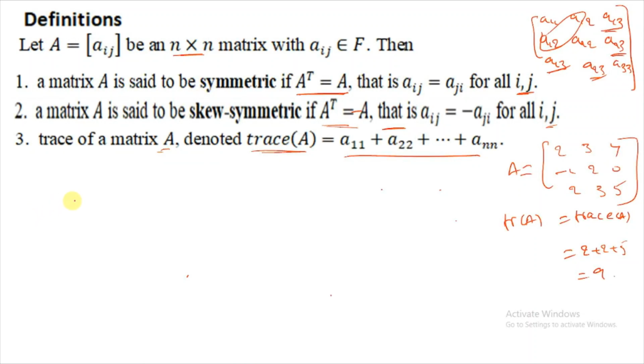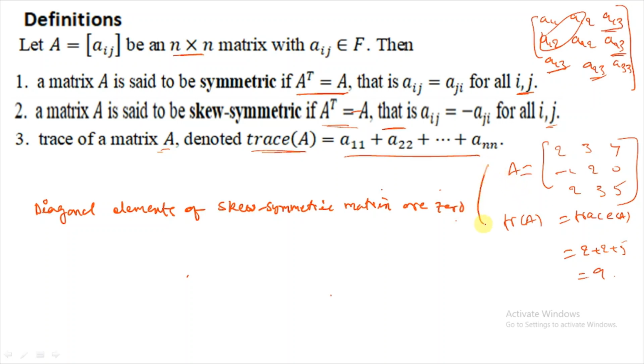Now, one more thing. The diagonal elements of a skew-symmetric matrix are 0. It's simple. It's pretty simple.